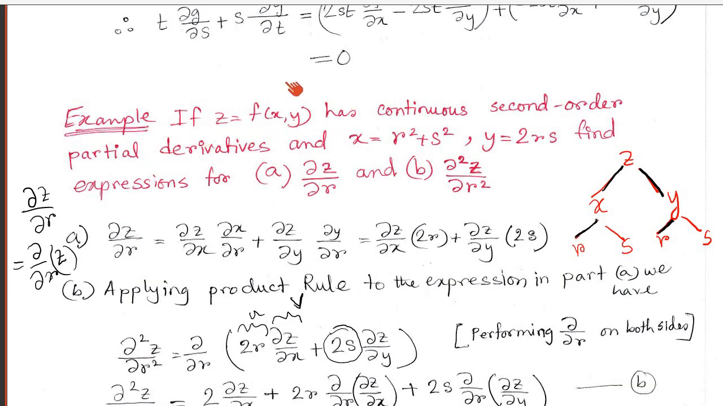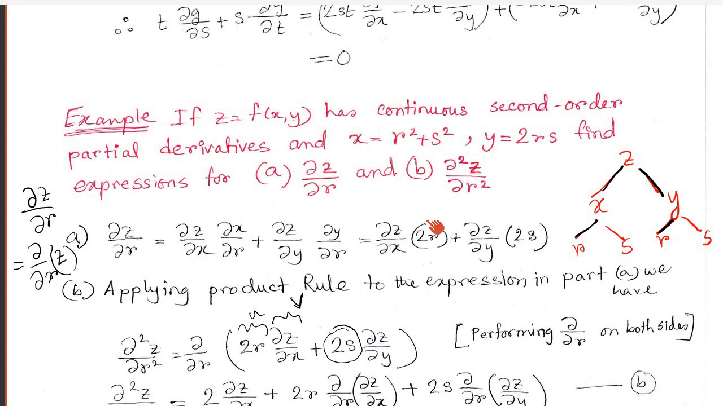Next example, if z is equal to a function of x, y has continuous second order partial derivatives, x equals this and y is equal to that, find the expression for dz dr and later on d square z dr square. So it is a first derivation, then a second derivation. First derivation dz by dr, z is a function of x, y, x presented in terms of r, s, y also presented in terms of r, s. We have to differentiate z with respect to r, so focus on the black stream only. dz by dx, dx by dr plus dz by dy, dy by dr.